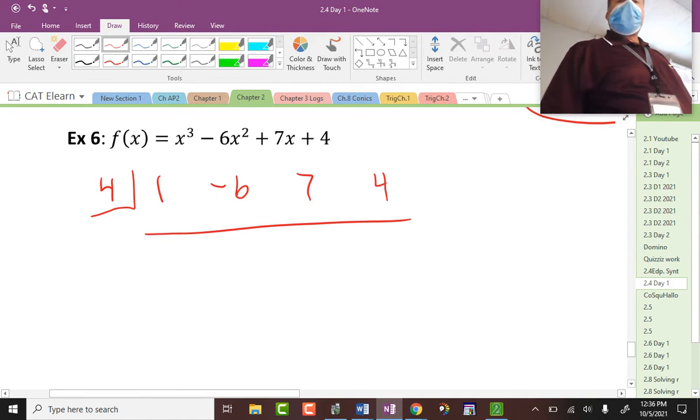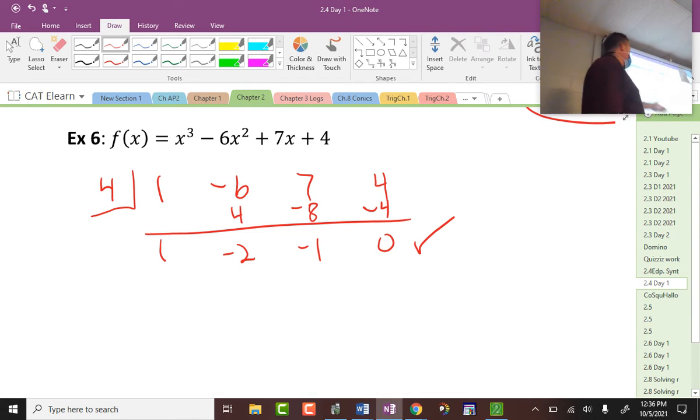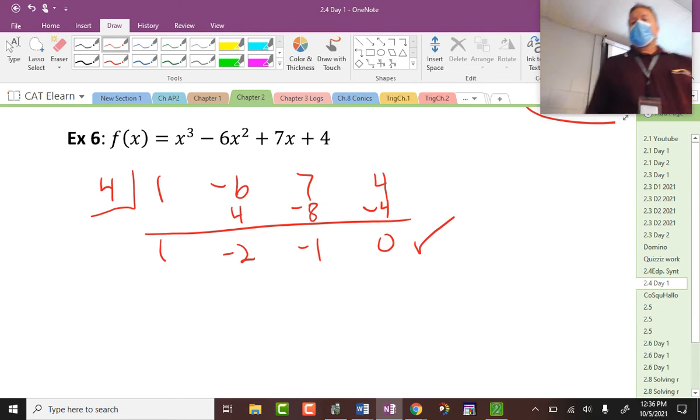So the only thing with these is you use your calculator to find those other zeros. Proof. Okay? And that's what has to happen. And don't tell me I'm going too fast. We should know how to bring down the 1 and then multiply, add, multiply, add, multiply, add. Okay?